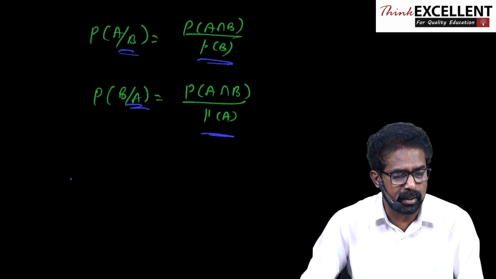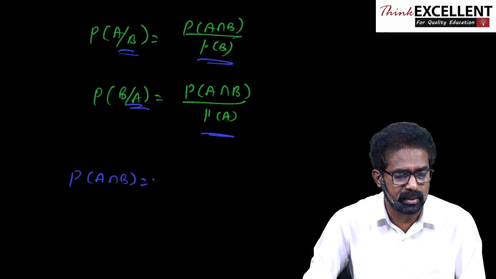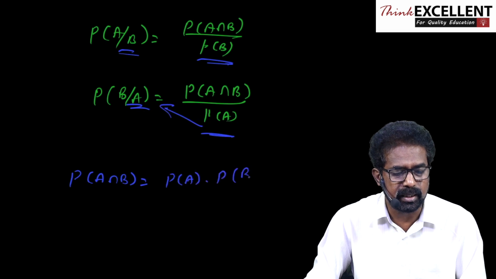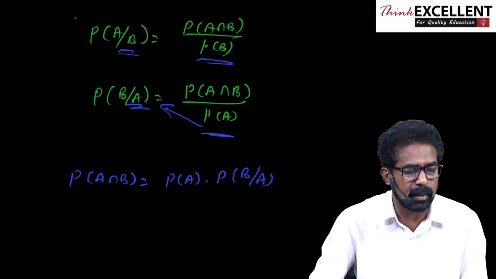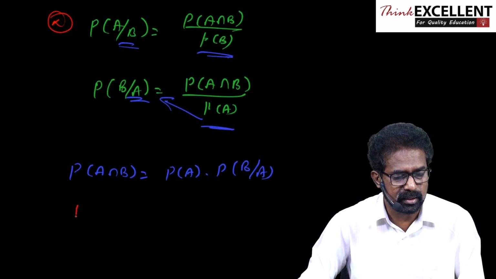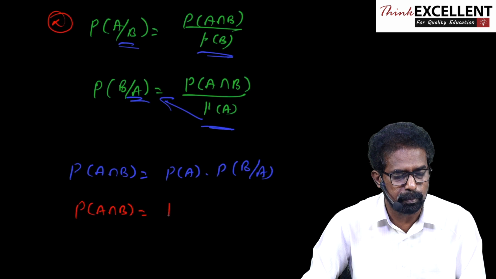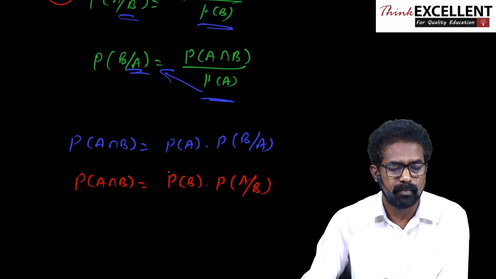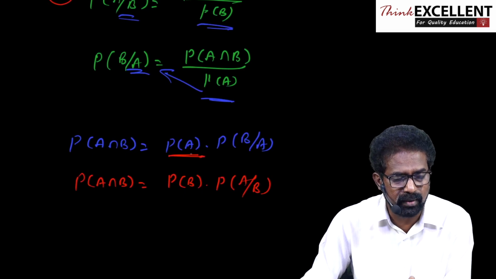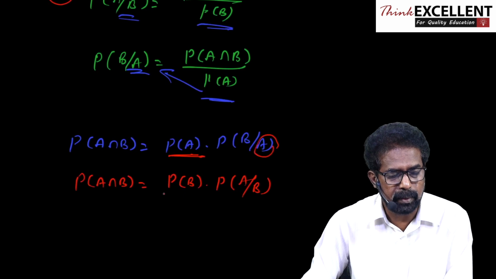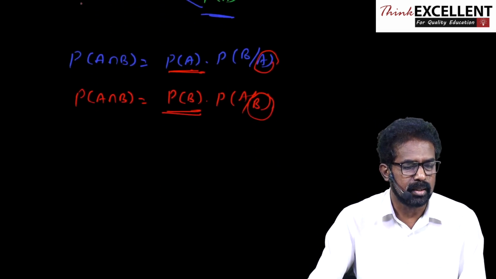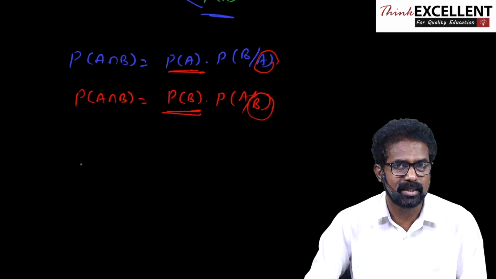Suppose you cross multiply this, you will get P of A intersection B is equal to P of A into P of B given A. The first one, if I cross multiply, P of A intersection B is equal to P of B into P of A given B. Okay, so P of A intersection B you can write in two ways. You can start with P of A. If you start with P of A, second time A goes to the denominator. Start with P of B, then second time B goes to the denominator. Keep some hints in your mind, otherwise mistakes will often come. Okay, do it very carefully.